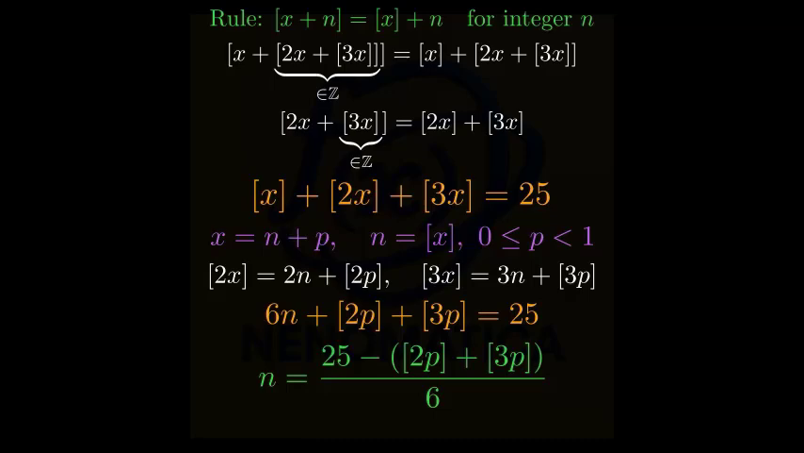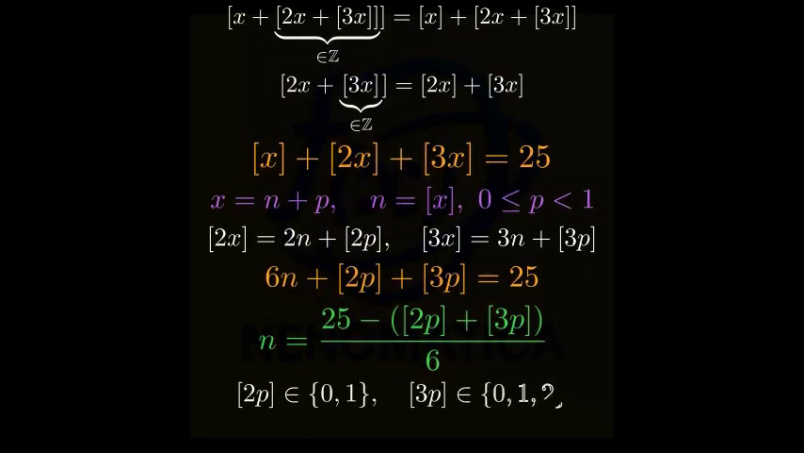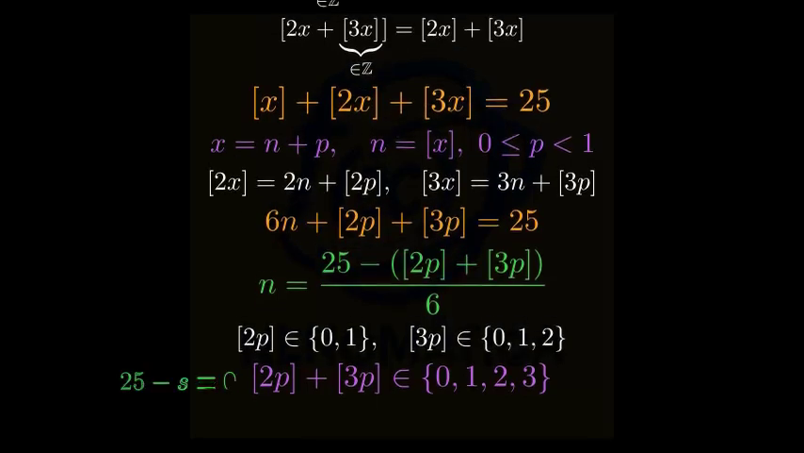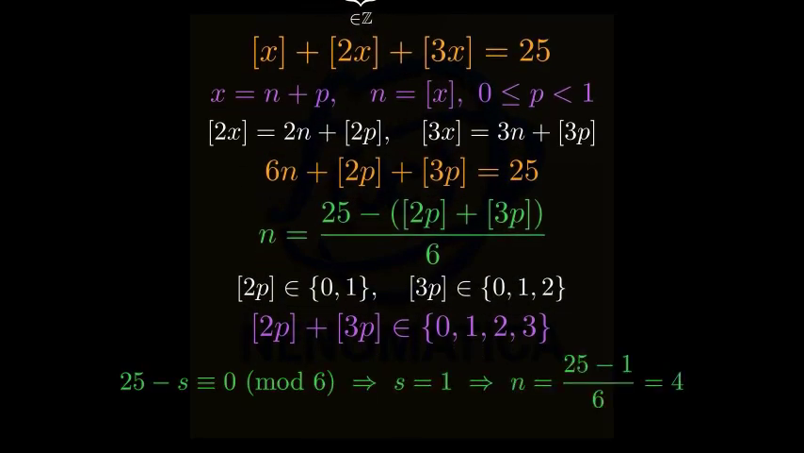Step 3. Determine which values the sum floor of 2p plus floor of 3p can take when p is between 0 and 1. Since 2p is in the interval from 0 to 2, its floor is 0 or 1, and 3p is in 0 to 3, so its floor is 0, 1, or 2. Therefore, the sum can be 0, 1, 2, or 3. For n to be an integer, 25 minus that sum must be divisible by 6. Only when the sum equals 1 does this happen, giving n equals 4.